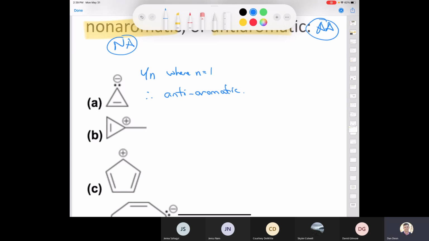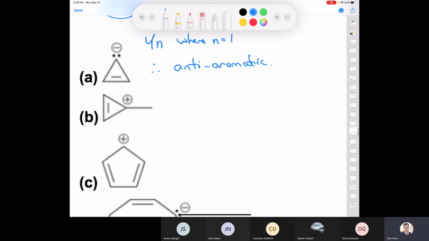Let's take a look at B. In B, we also have a continuously overlapping system of p orbitals, sp2, sp2, sp2. But now we have a Huckel number where we have 4n plus 2, where n is equal to 0, right? 0 times 4 is 0, plus 2 gives you 2. And we only have a total of 2 pi electrons in the closed system of p orbitals. Therefore, this is an aromatic compound, or an aromatic ion, I should say.